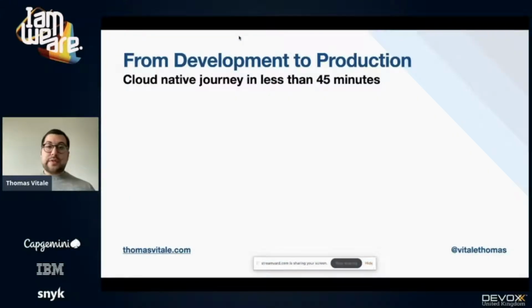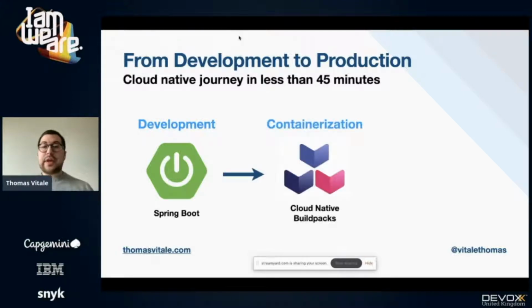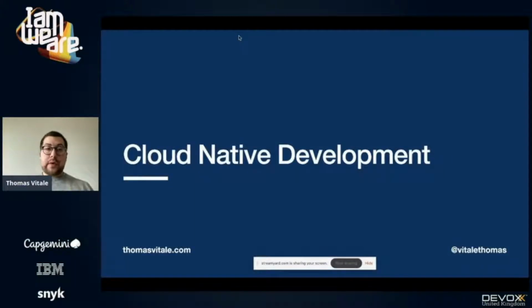So today we'll go on this journey, a cloud native journey from development to production. We're going to start by building a cloud native application using Spring Boot. After that, we're going to containerize it using cloud native buildpacks. So we're going to package the application as a container image. And finally, we're going to deploy it to a Kubernetes cluster. Without further ado, let's get started with the first step, which is building a cloud native application.